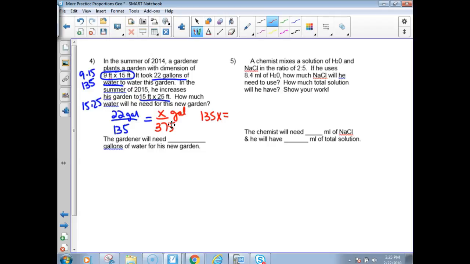You realize you can just go 375 times 22 divide by 135? 375 times 22 divide by 135. Multiply the numbers across and divide by the other one. How many gallons?